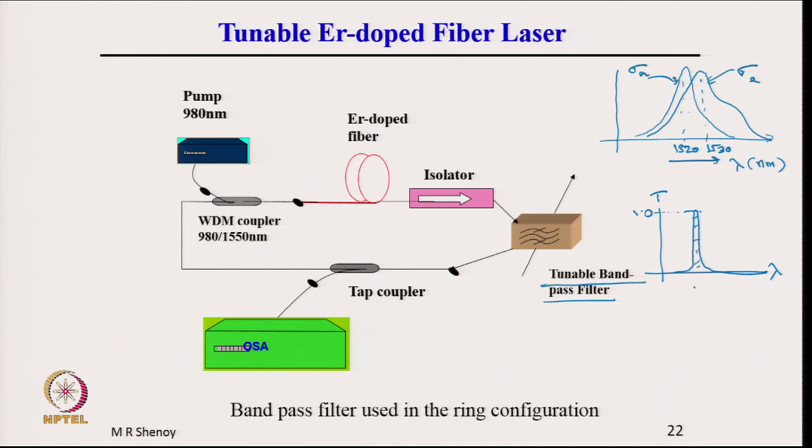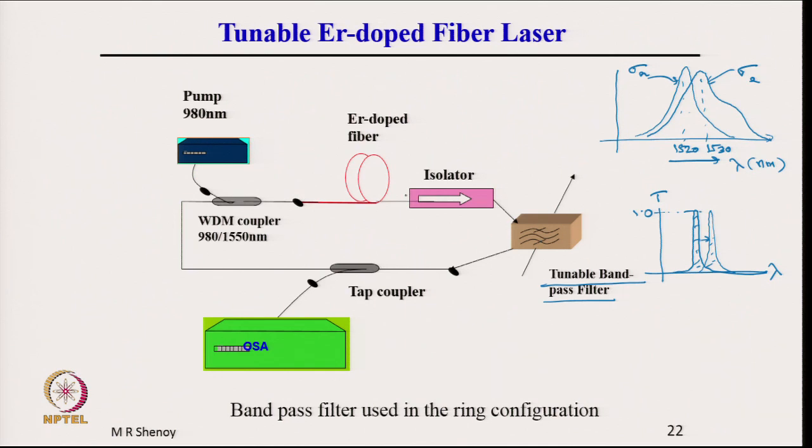So, this is around the wavelength that would be selected, and this can be shifted. In a tunable band pass filter, we can tune this to a new position here, so that transmission of another wavelength is maximum. So, that is a tunable band pass filter.